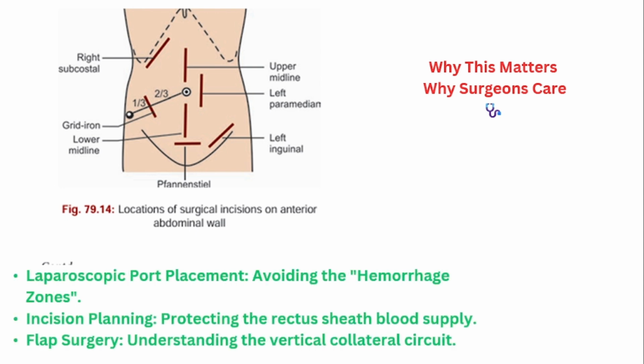Of course, we have incision planning, protecting the rectus sheath blood supply. It's very important. Laparoscopic port placement, avoiding the hemorrhagic zone, and flap surgery. So we have to understand the vertical collateral circuit.